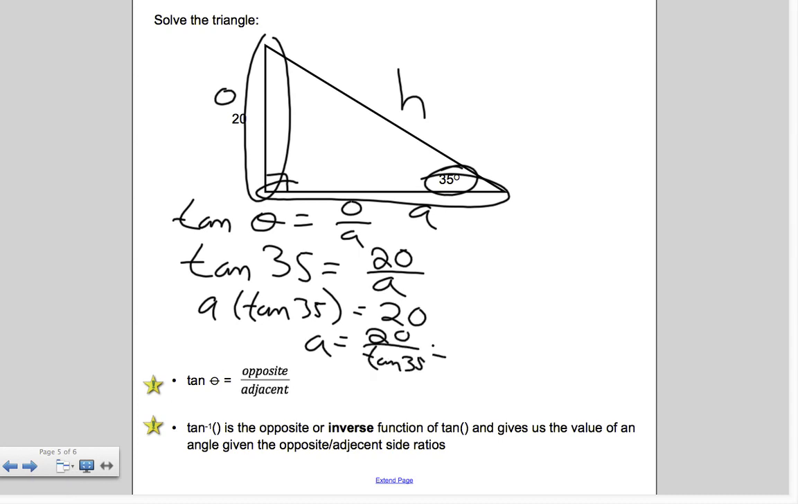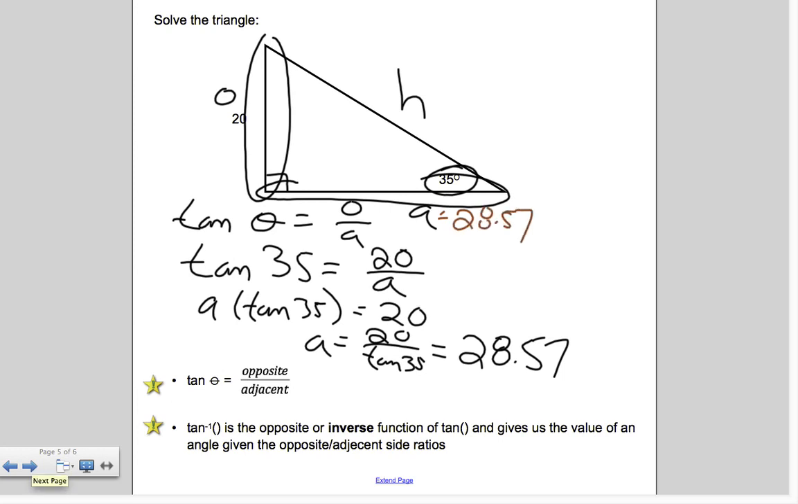So what do I get? 29 degrees. It shouldn't be a degree, we're talking about length now. So 20 divided by tan of 35 is 28.5... we'll go to two decimal places. So this length is 28.57.